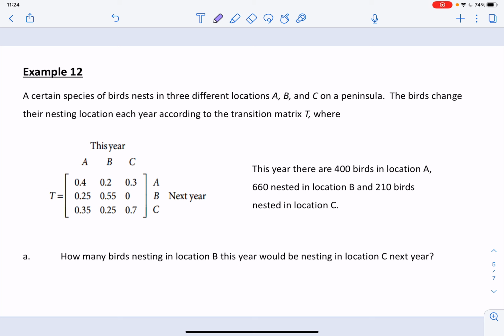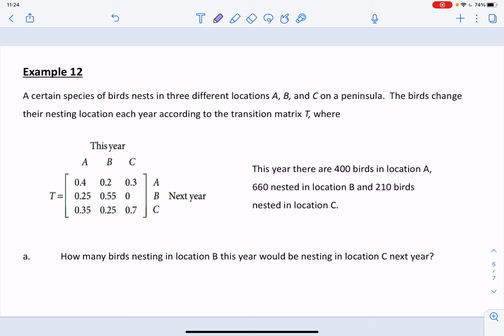The birds change their nesting location each year according to the transition matrix T, where, and then we've got our matrix below. This year there are 400 birds in location A, 600 nested in location B, and 210 birds nested in location C. That's like nearly 1,300 birds.